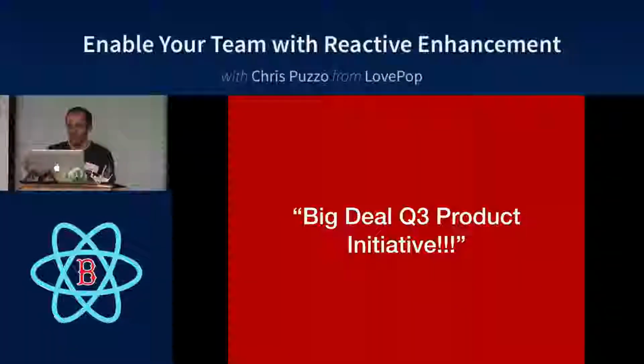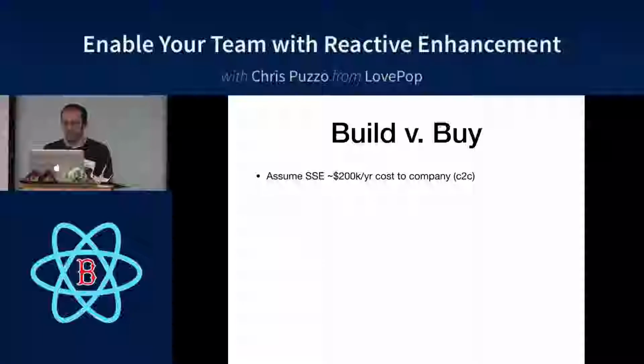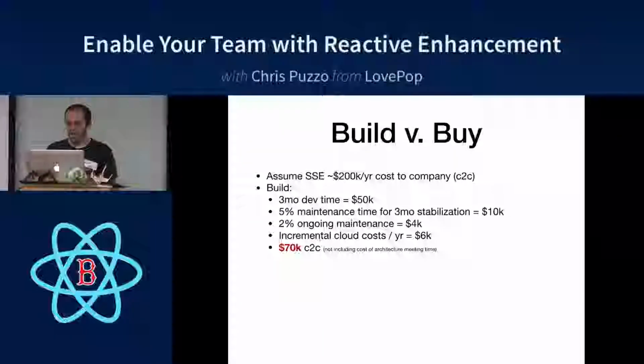So I want to talk kind of through an interesting exercise here. So let's assume that we have this big deal Q3 product initiative that we need to do to hit some numbers for the end of the year, right? So we have kind of 2 primary options, right? So it's build versus buy. It's very standard, right? So if we want to assume for a minute that we're looking at a senior software engineer whose rough cost to the company is about $200K per year, including salary, benefits, pizza, beers, all that fun stuff, right? Given that, something that takes about 3 months of dev time to build is going to cost $50K straight up, right?